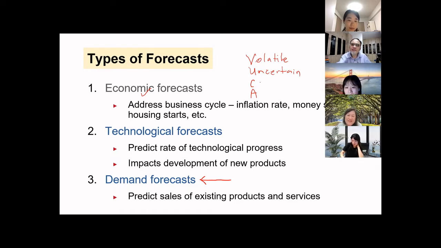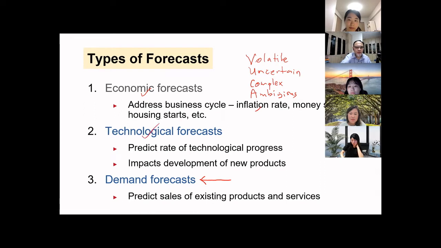And then volatile, uncertain. I think this is complex if I'm not mistaken. And this is ambiguous. So you Google this. Inflation is increasing, and then economic growth is slowing. So a lot of economists are actually doing this. Economists, they forecast for economic things.